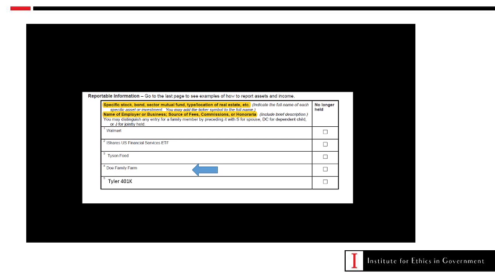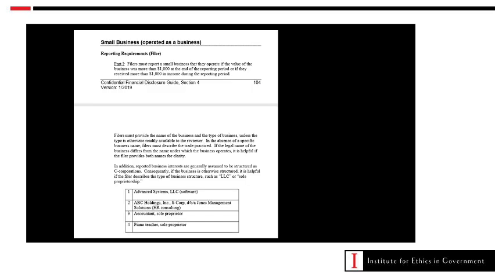Next we have the Doe family farm. So this looks like a small business, a family business that is a farm. So it's reported. We're not sure whether this constitutes an ownership interest, an employment interest for a member of the filer's family. We don't really know what this is, but we know that we have an interest in a family farm of some kind. So we have some information that we provide you about reporting for small businesses.